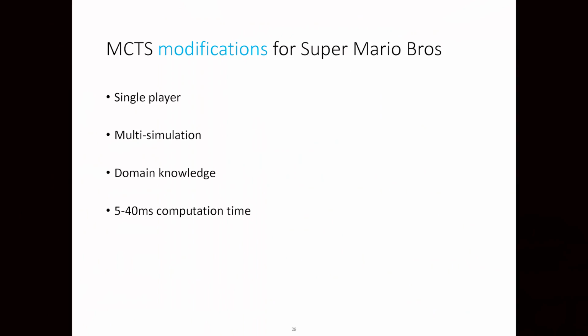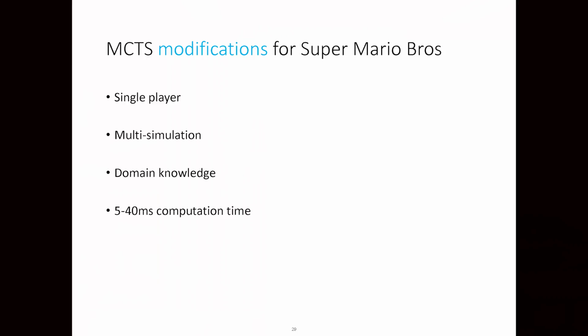But first, let's just highlight some of the modifications that need to be made, or some of the differences between vanilla MCTS and an MCTS that's going to be able to work for Mario. First thing is that it's single player. The second is we use a slightly different simulation strategy than the initial vanilla simulation, and someone actually hinted at doing more than one simulation. I think it was you. You're like, why can't we just do N simulations? I think, yeah, so we'll touch on that.